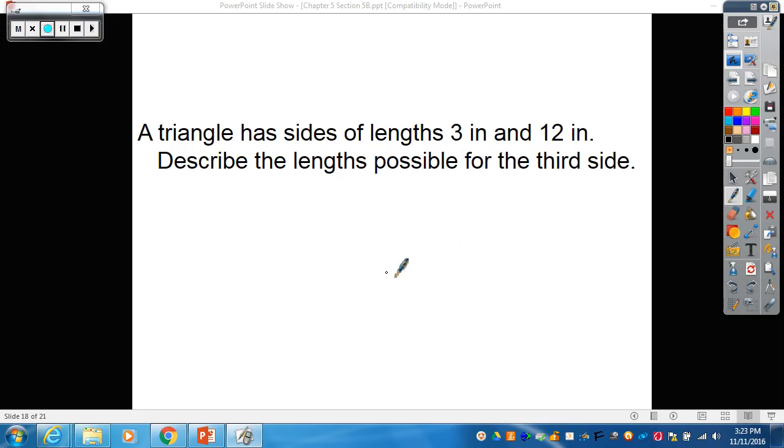The two things we need to know, again: 12 may be the longest side, it might not be. So if I do this, 3 plus 12 is greater than x. This tells me that 12 is not the longest side. Or 3 plus x is greater than 12. This tells me 12 is the longest side. Now I want to solve for x. Again, reading from right to left, x is less than 15. And then I have this.